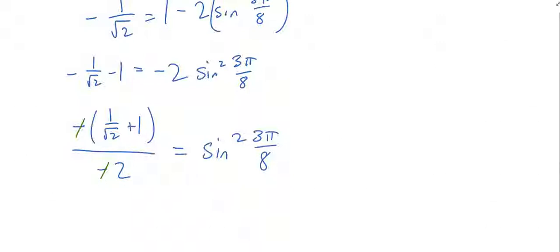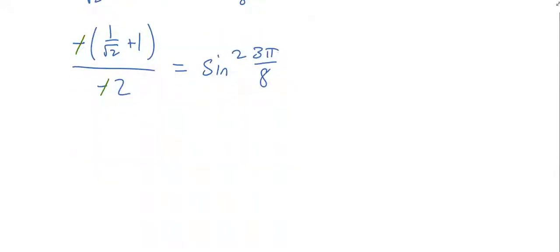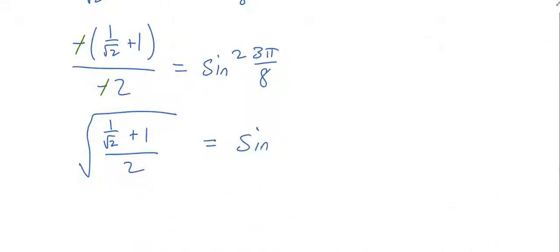And now what can I do? Come on, you guys should be able to see this. Take the square root. Heard somebody say it. Take the square root of both sides. So I get the square root of 1 over root 2 plus 1 all over 2 is equal to the sine of 3 pi by 8, which is what we were trying to find. Now I have that isolated, and it's equal to this expression. That expression is not in a form we like, so we're going to reduce it. But otherwise, that would be kind of done.